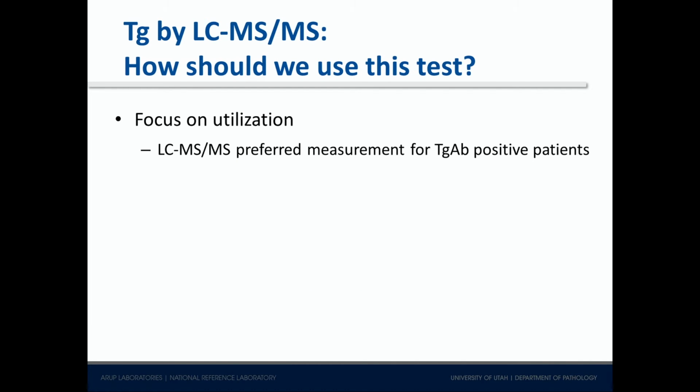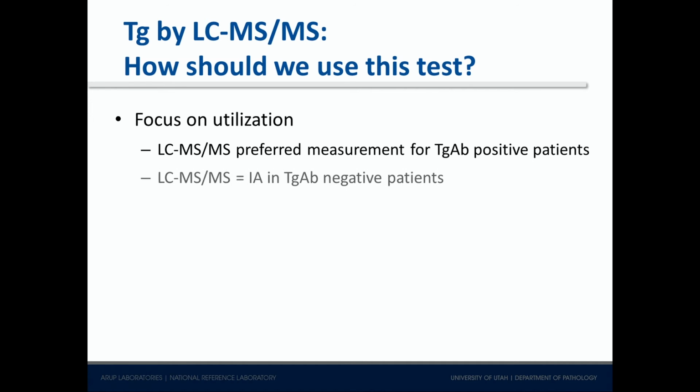So I wanted to take this a step further and just talk about test utilization for a moment. So we're talking about designing and developing all these new and improved mass spec methods. So I wanted to talk about how they're actually being used and if we're using them properly. You can see from the data that I just presented that the preferred measurement for thyroglobulin in patients that have antibodies would be mass spectrometry.